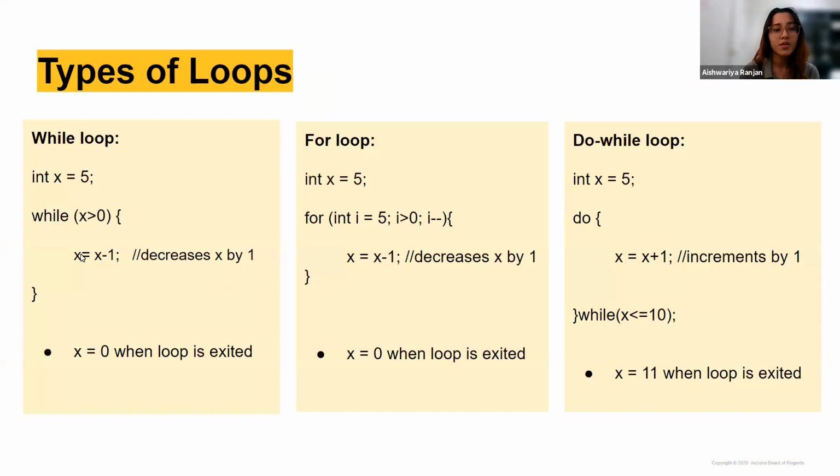In Java, there are three types of loops. We have the while loop, the for loop, and the do while loop. So we're just going to go over how each of them runs.